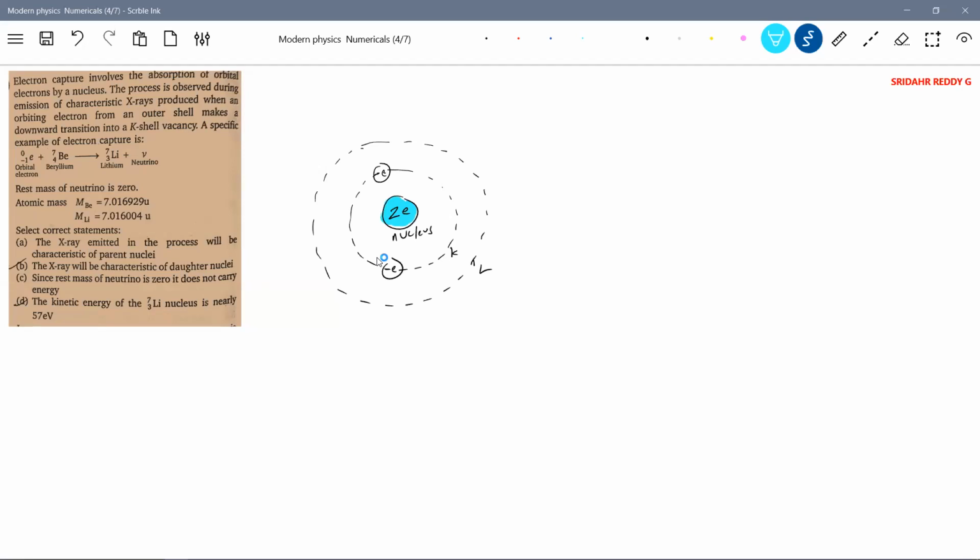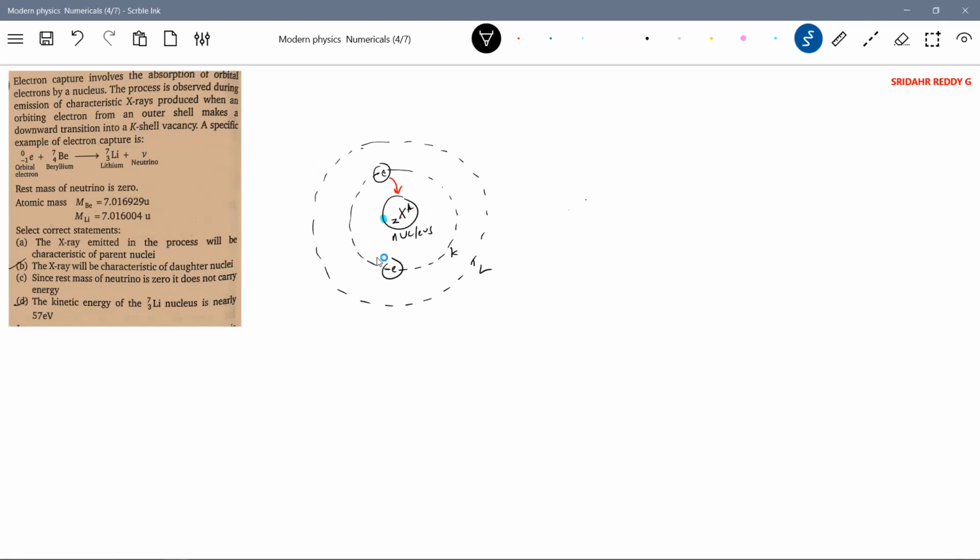Okay, the X-ray emitted is being discussed. Why is X-ray emitted? So after the capture, consider a nucleus; this is X, this has atomic number Z, and we'll take mass number A.